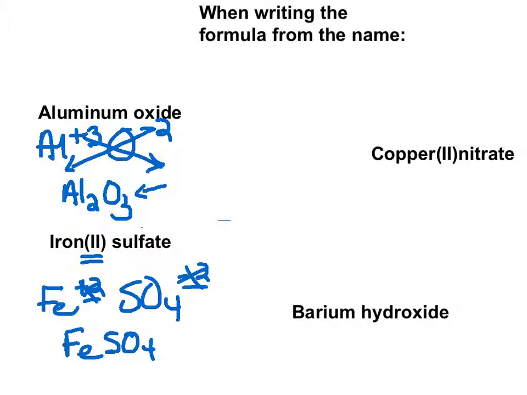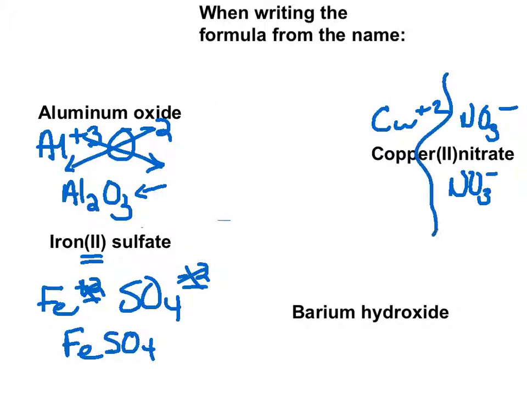Okay, over here we have copper 2 nitrate. I know that means copper with a +2. Nitrate is NO3 with a -1. Now, I'm going to need these charges to add up to 0 to make a neutral compound, which means I'm going to need 2 nitrates for every 1 copper. The copper adds up to a +2. The 2 nitrates add up to a -2. That comes out to a 0 charge overall and a neutral compound.